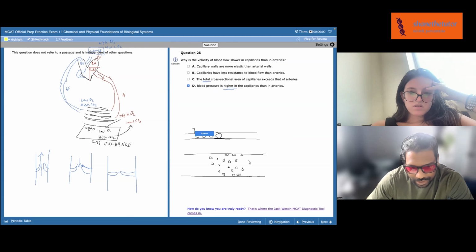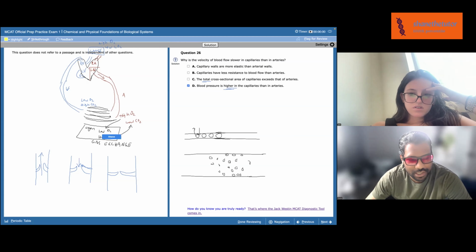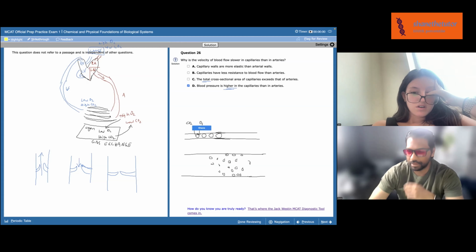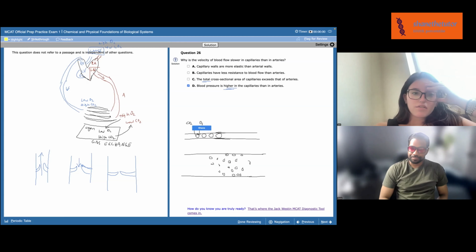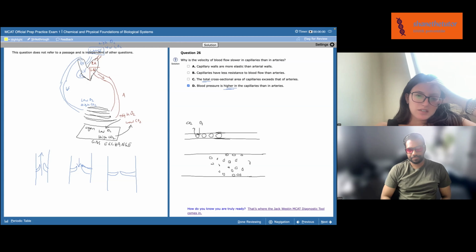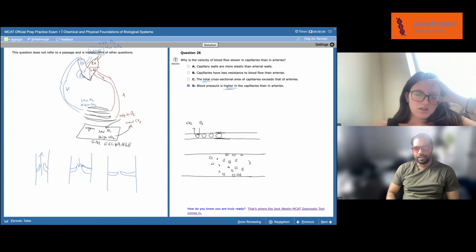That's how it enables gas exchange, because remember, the gas exchange is happening at the cellular level. You're having O2 enter in and CO2 exit out. So if it's thinner and they have to go one by one, then it has the time to diffuse out. Yeah. Okay.